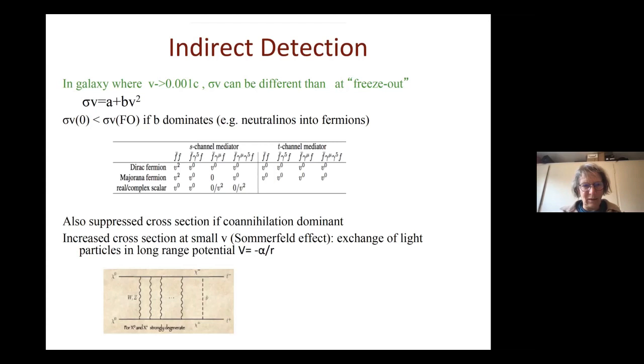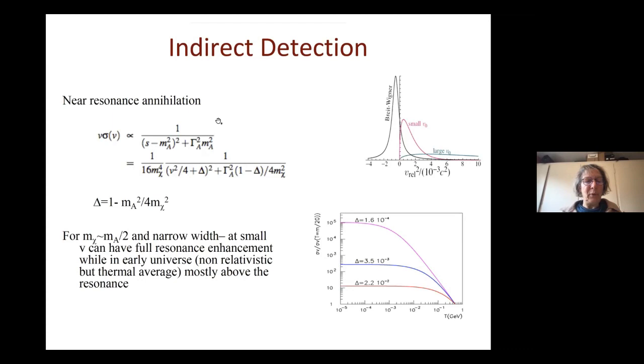You can, on the other hand, also have an increased cross-section. For example, at very small velocity there's something called the Sommerfeld effect, which comes from the exchange of a light particle in a long range potential. And this can lead to a very much increased cross-section at low velocity. It's also possible that dark matter annihilation happens through a resonance. We've seen many examples where it should be the case.